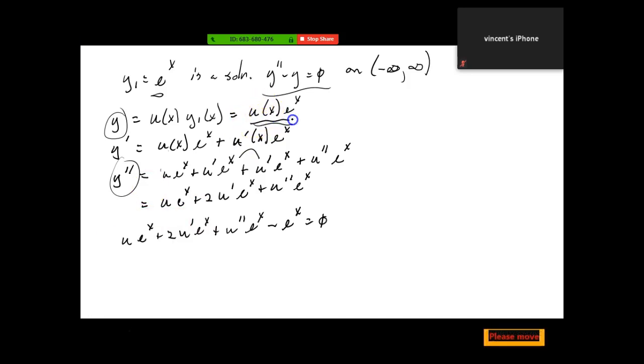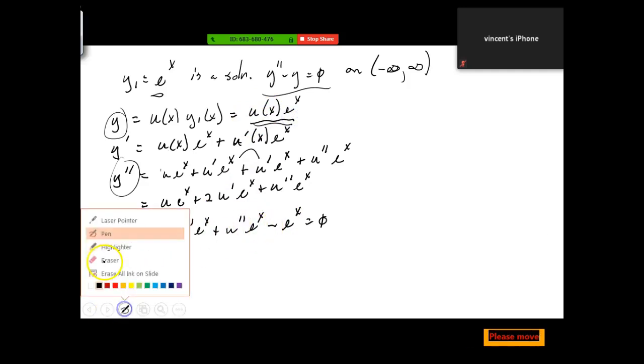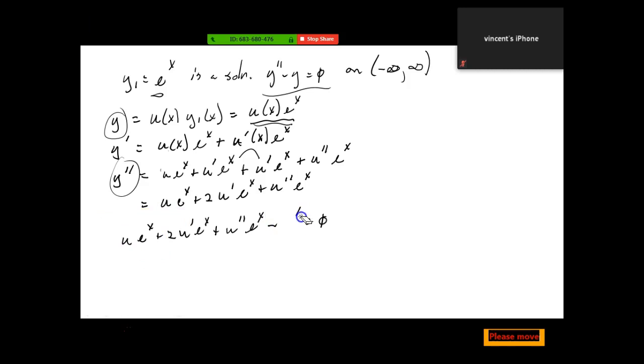This is our y right here. I left off the u, so let me erase and catch that up. I was looking too far up the page. This is what I should have put in there: plus u e to the x, or minus u e to the x. That's your y, this y right here, and that's equal to 0 from here.